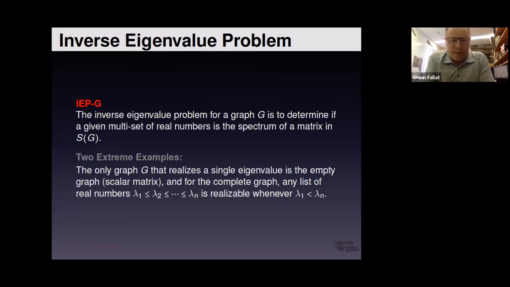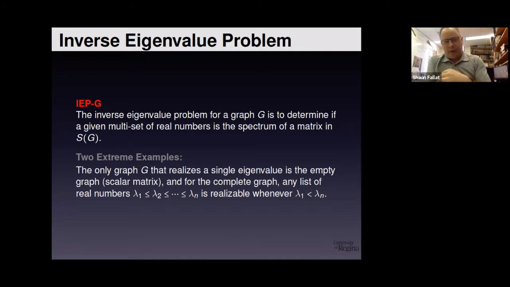A baby problem in matrix theory is that the only symmetric matrix with one eigenvalue is the scalar matrix. And of course, that translates into the only graph that realizes a single eigenvalue must be the graph with no edges, of course. And so that's the empty graph.